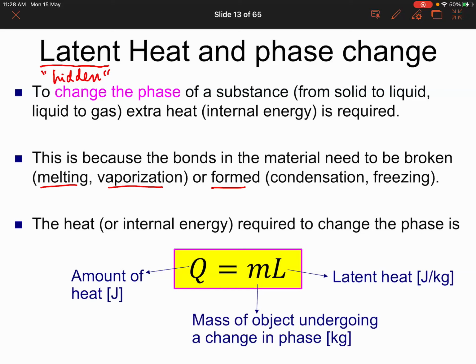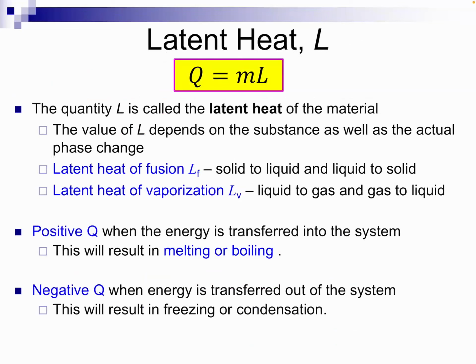Now, latent heat, L, is a property of the material as well. So similar to specific heat, latent heat is a property of the material, but it's associated with the phase change of the material.